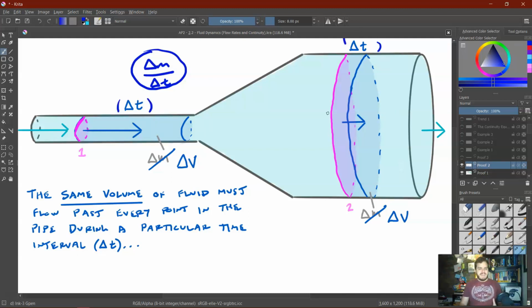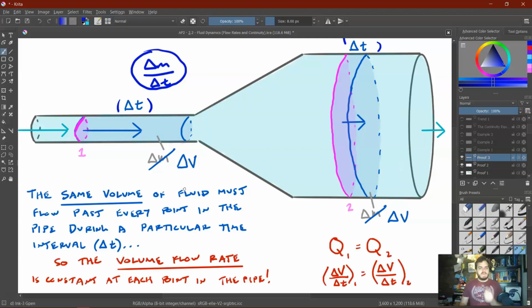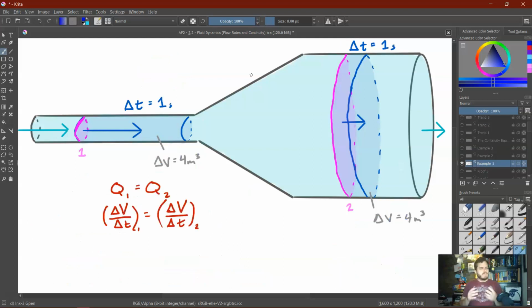And if that is the case, not only is the mass flow rate the same, but the volume flow rate is the same. And it's constant for every point in the fluid. Meaning that if we look at the volume flow rate here, or Q1, and the volume flow rate here, Q2, they must be equivalent. And additionally, that means delta V over delta T at point 1 must equal delta V over delta T at point 2, since these are literally the same thing. But what does that mean practically speaking? Like that's good to know, but how can that help us learn some things about a physical situation?